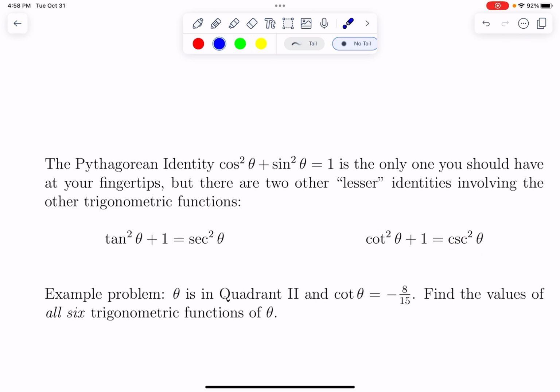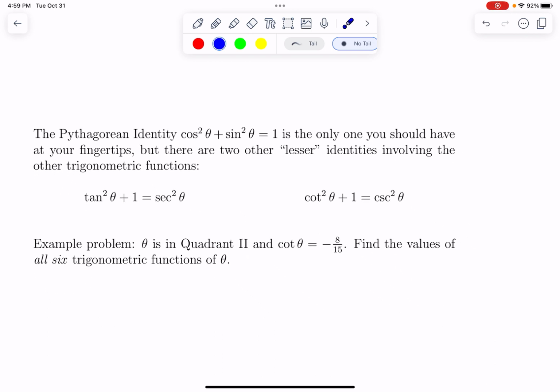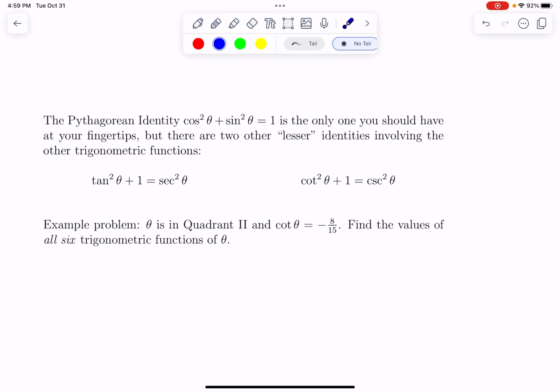And let's just note that they look different. The one is in a different place. So these other ones you don't need to memorize, just use them if they're handed to you. So let's do an example problem. Theta is in quadrant 2, and cotangent of theta is negative 8 over 15. Find the values of all 6 trigonometric functions of theta.